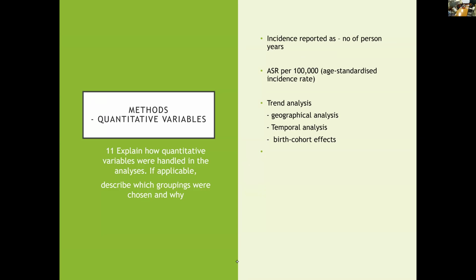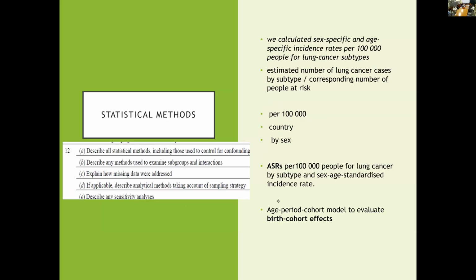They have done a trend analysis based on geography. They have looked at a temporal analysis, and they have done something called birth cohort effect. They looked at people from different 5-year cohorts, and based on the birth cohort, whether there is a trend in the incidence of adenocarcinoma. So these are the analyses they have done.